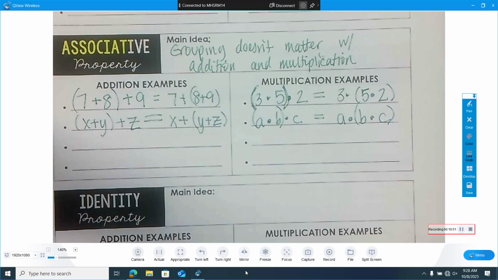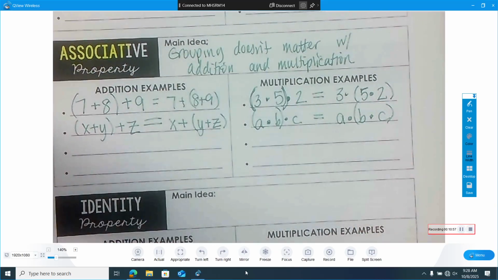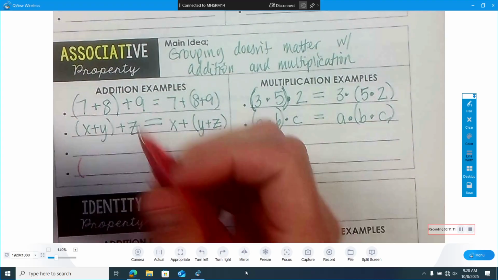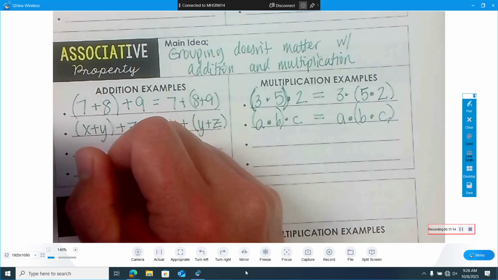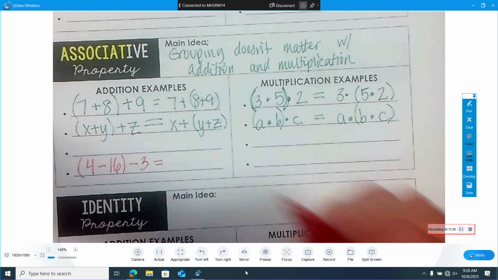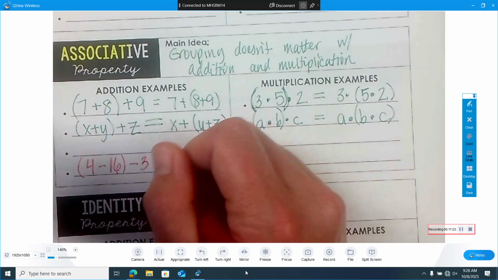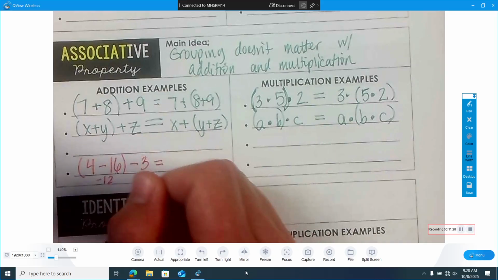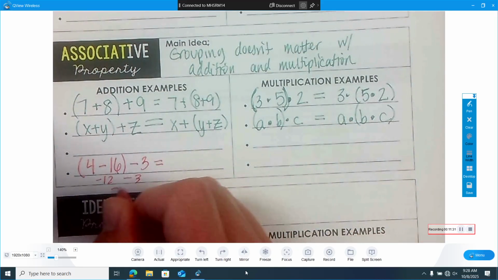All right. Any questions on the associative property? With the associative property, we're looking at the grouping symbols. And so does this work with subtraction? No, it doesn't work with subtraction. Just to show you it doesn't work, give me a number. 4. All right, I heard a 16. So 4 minus 16 minus 3. 4 minus 16 would be negative 12, and then minus 3, we would get negative 15.